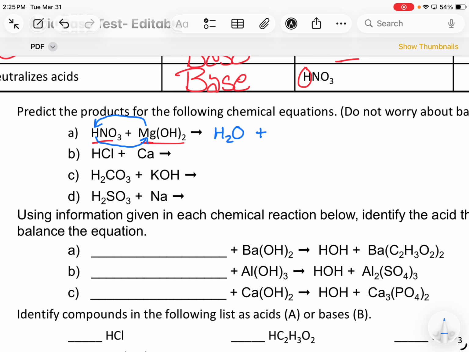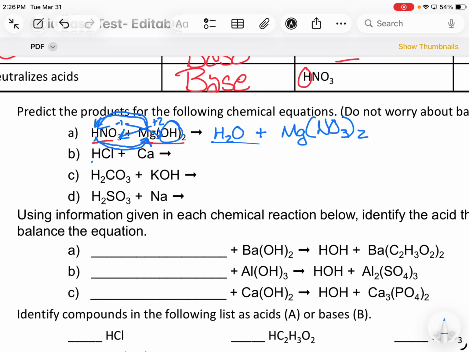How do we know the salt that we formed? Well, hydrogen just took the place of magnesium, so that's how we got hydrogen bonding with hydroxide to form water. And so magnesium is now going to be bonding with nitrate. Now make sure you have the subscript correct. What charge does magnesium have? +2. What charge does nitrate have? -1. Each element's charge becomes the other element's subscript. So there should be a subscript 2 outside of nitrate.